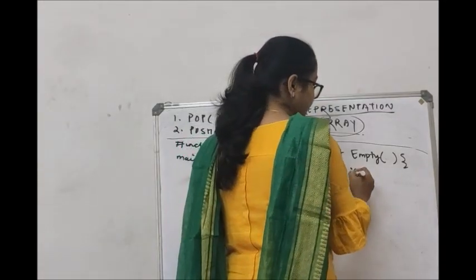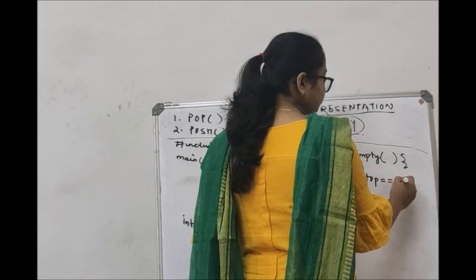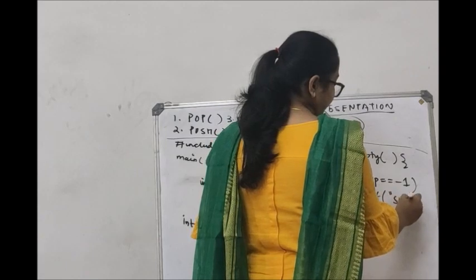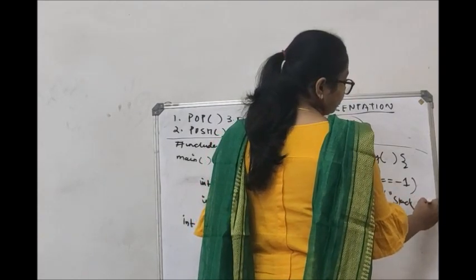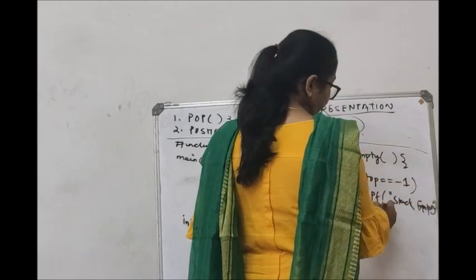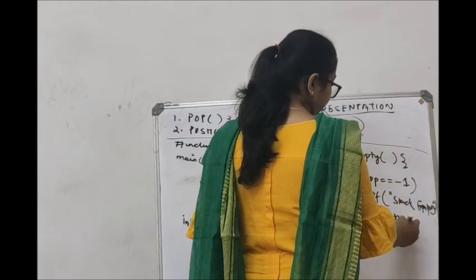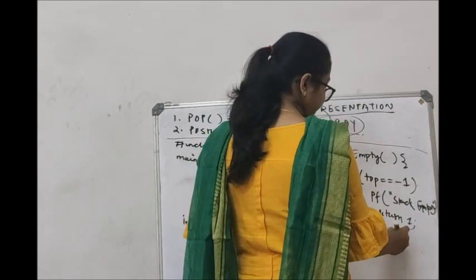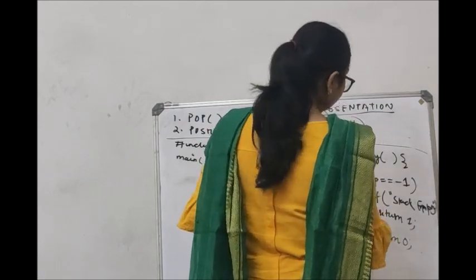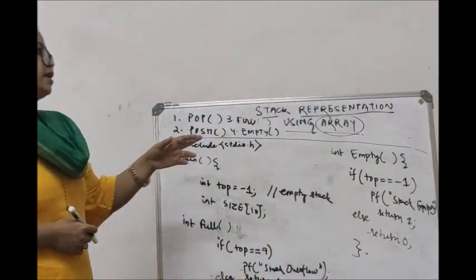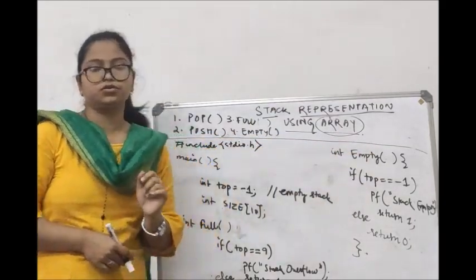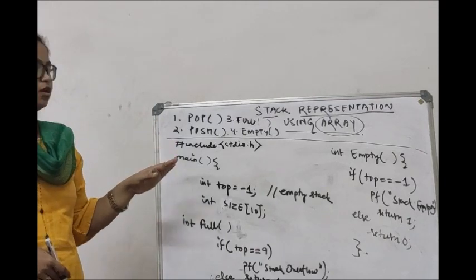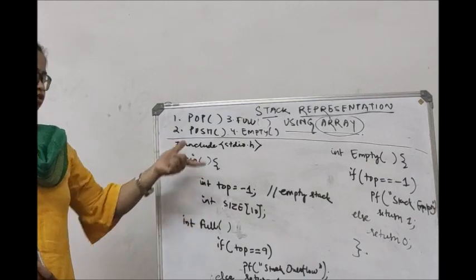So we will just write the logic. If top is equal to -1, printf stack empty or underflow, whatever you write as per your wish, and return 1. If the stack is not empty, we return 0. So this was the logic to check whether the stack is empty or not. You can note it down, take a screenshot of this and practice later. Just remember that these two logics are important.